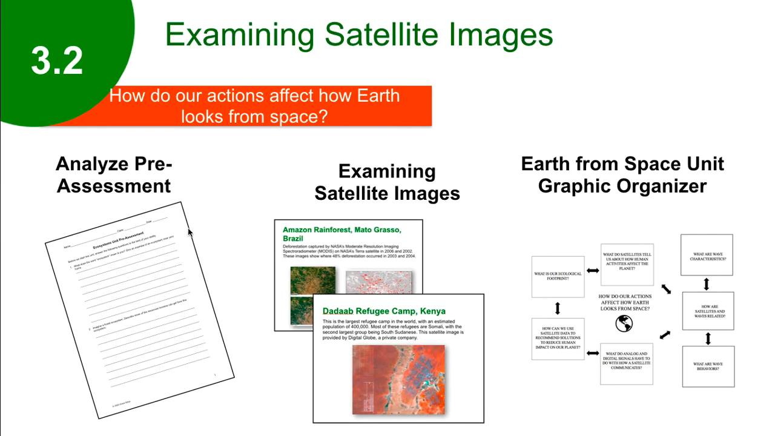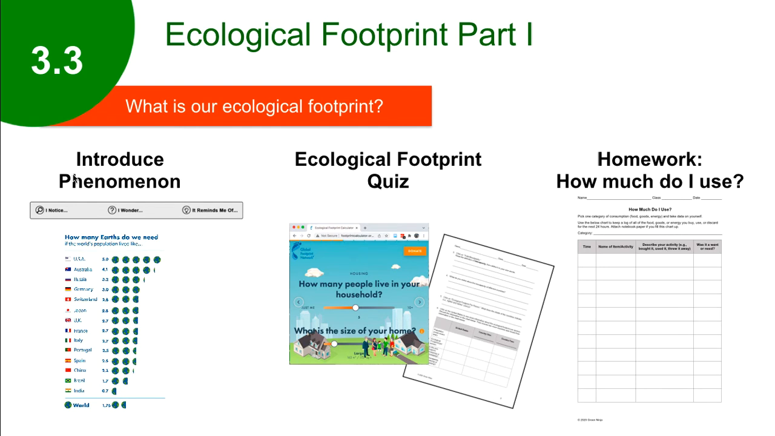In Lesson 2, we analyze the results of that pre-assessment, then continue analyzing the satellite images. We introduce the Earth from Space graphic organizer to keep us oriented throughout the unit. In Lesson 3.3, we introduce the phenomenon for this group of lessons: that some countries consume more resources than others.